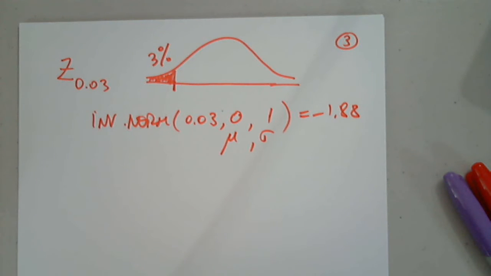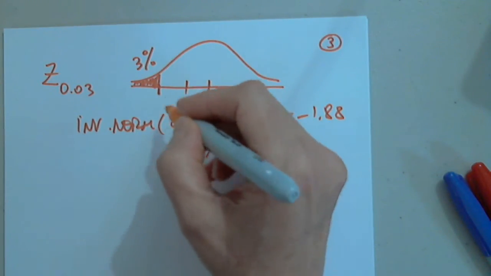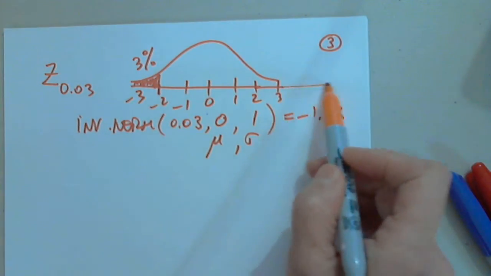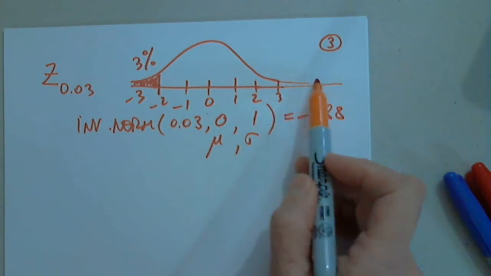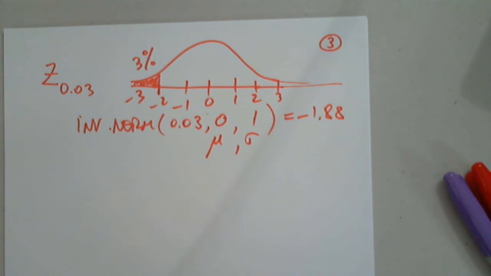Let me stop sharing for a second. We know what happens with z, right? So this is 0, this is negative 1, negative 2, negative 3. And this is it. It can go on forever with very, very tiny values, and it does. But this is it: 0 in the middle, negative 1, 1, negative 2, 2, negative 3, 3. So negative 1.88. So let's see how they want the answer. Round to 2 decimal places as needed. So it has to be negative 1.88.